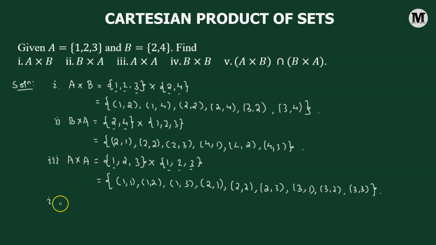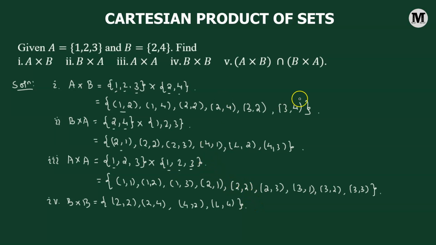Let's now try to find out the Cartesian product of the set B with itself. So we have the set B containing two elements, 2, 4. So when we find out its Cartesian product with itself, we're going to get 2, 2. We get 2, 4. Next we have 4, 2 and 4, 4. So this is the Cartesian product of the set B with itself.